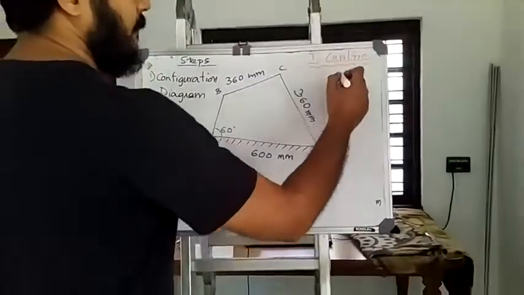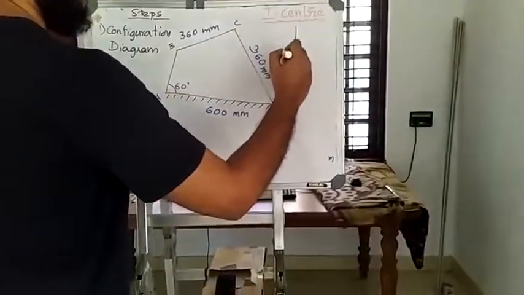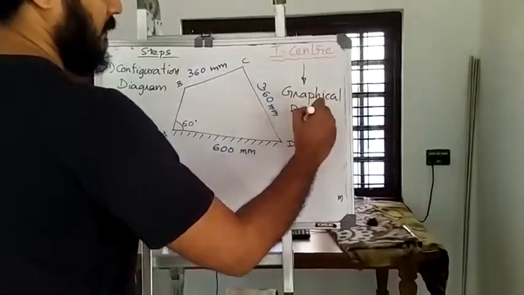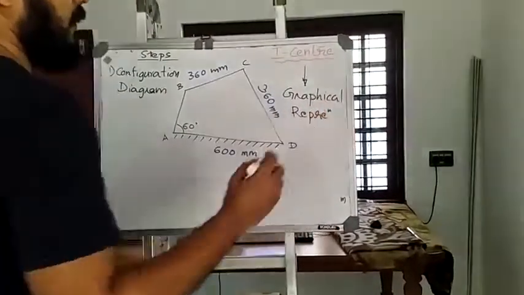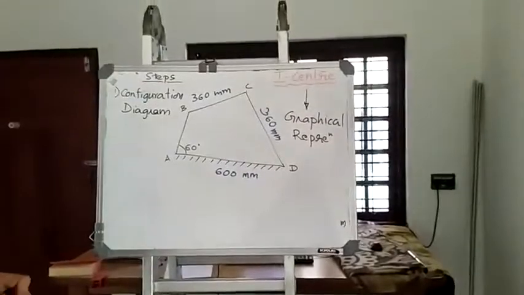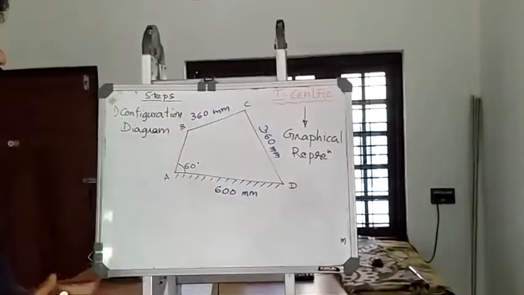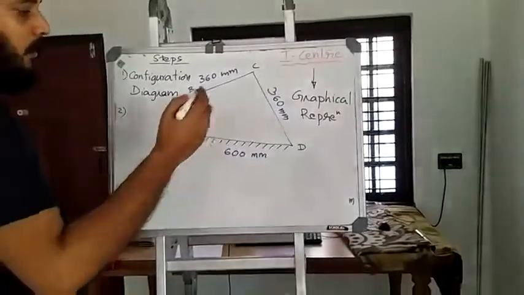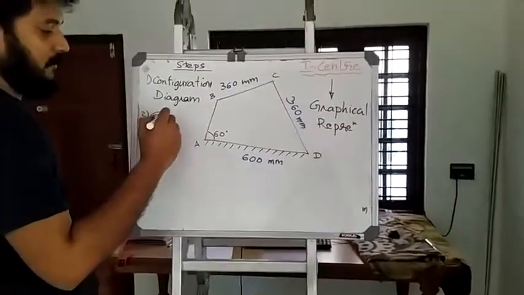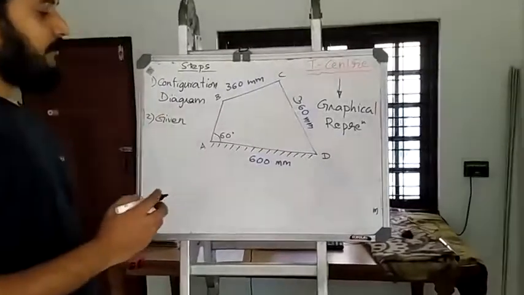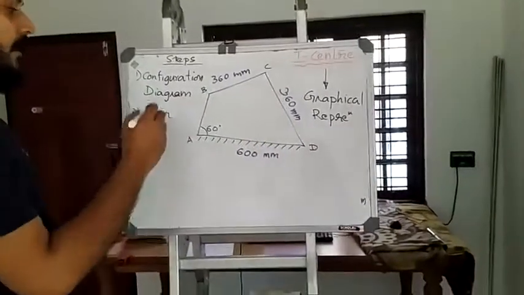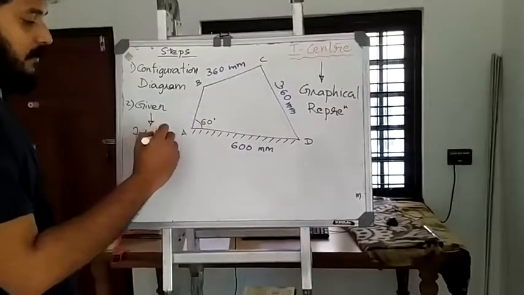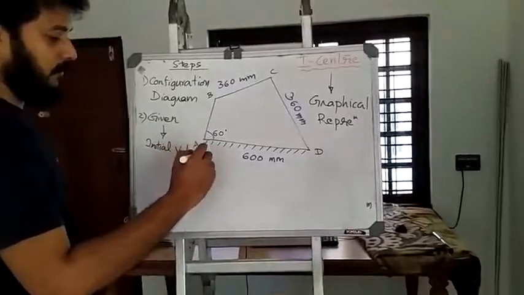Because we are using the i-center method, we have to go by graphical representations. So, firstly, we start by drawing a configuration diagram. Secondly, look at the given data. What can we initially find using the given data? That is the second stage: the initial values that we are going to find.